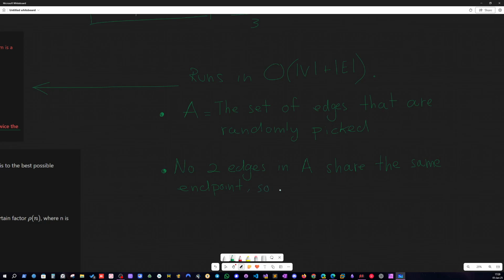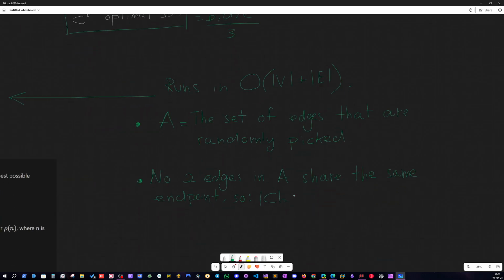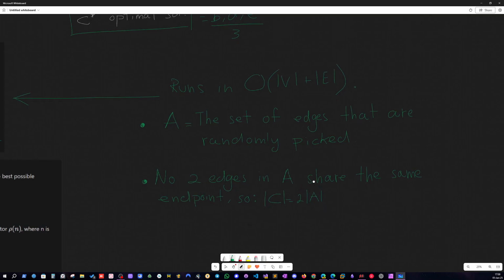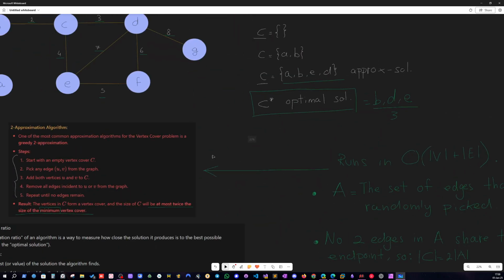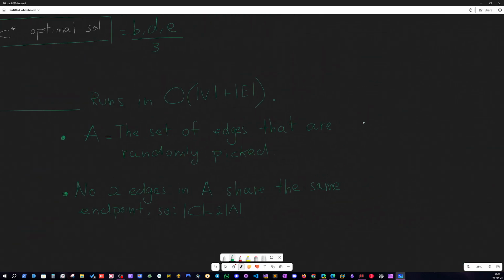So the absolute value of C, the number of elements in C, that in our case was 4, equals 2 times the absolute value of A. What does it mean? That in our case, during the execution, we randomly picked only 2 edges. If you remember, we picked 1 and 7. So A in our case was 1 and 7. Absolute value of A was 2.